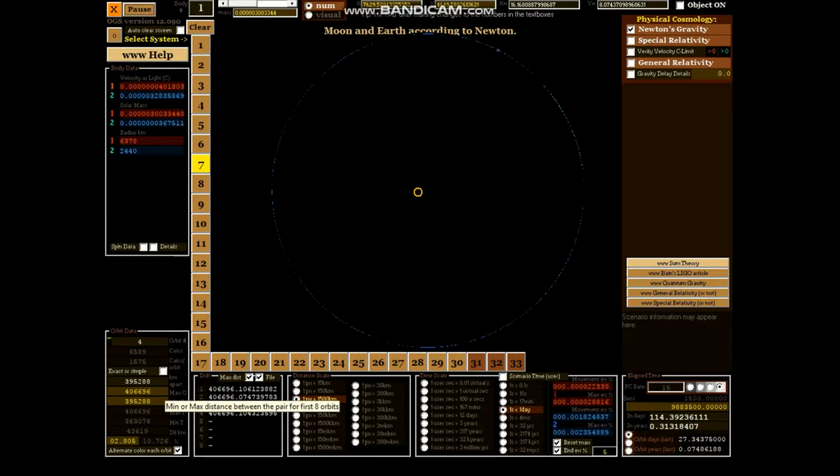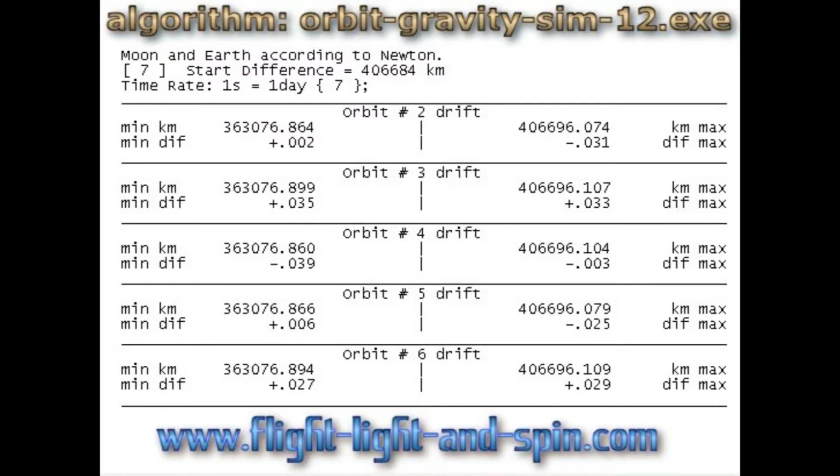We can switch to see the nearest distances for each orbit too. This graph shows those details of the orbits, and you can see how it varies in scenario 7 by plus minus 40 meters.